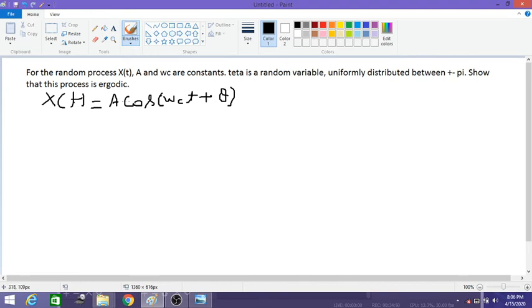Now for this process the mean of both the ensemble average and the time average should be the same. Okay, there is a proof. So we will just do this proof to show that the mean of the ensemble average and the time average is the same.